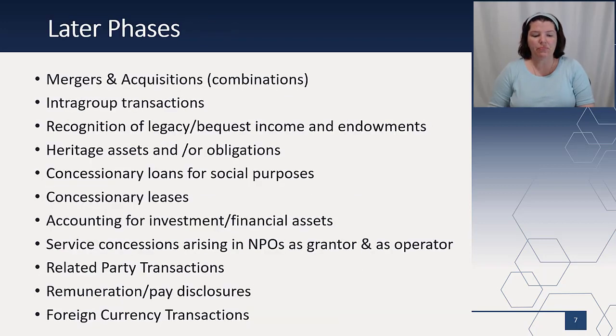Now, coming down the pike, they are looking at things like mergers and acquisitions, intra-group transactions, recognition of legacy bequest income and endowments, always fun accounting there, heritage assets and obligations, concessionary loans for social purposes, concessionary leases. That's been a hot topic with ASU 2020-07 here in the United States. Accounting for investment and financial assets, recently updated here in the United States. Service concessions arising in nonprofit organizations as both the grantor, but also as the operator. Related parties, remuneration and pay disclosures, and then foreign currency. Obviously, with an international blend, that probably makes a lot of sense. Those aren't covered in the current proposal, but they are in the next phase.